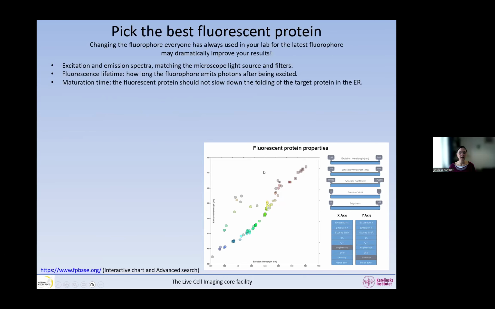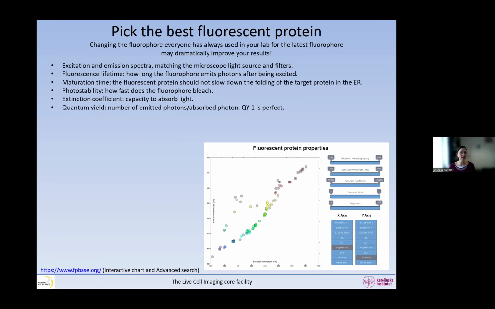fluorophore in this website. You can see the maturation time, which is how long it takes for the fluorescent protein to actually fold and be ready to get out of the ER. You can see the photostability, for example, how fast it bleaches. And the extinction coefficient is the capacity to absorb light. So if I send 20 photons to this molecule, how many does it absorb that can excite it?